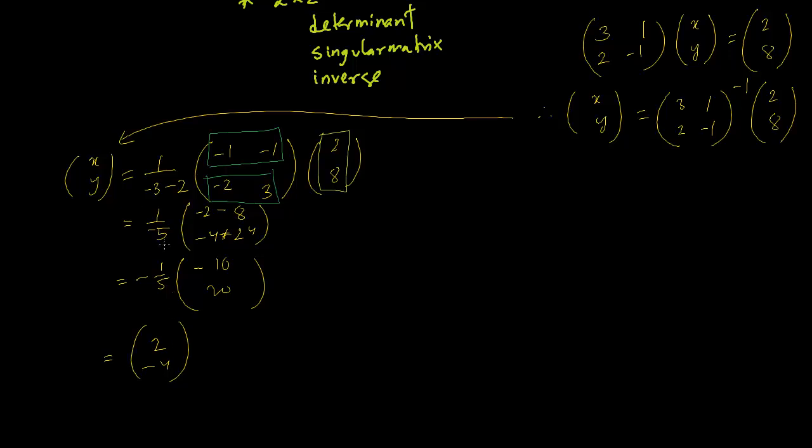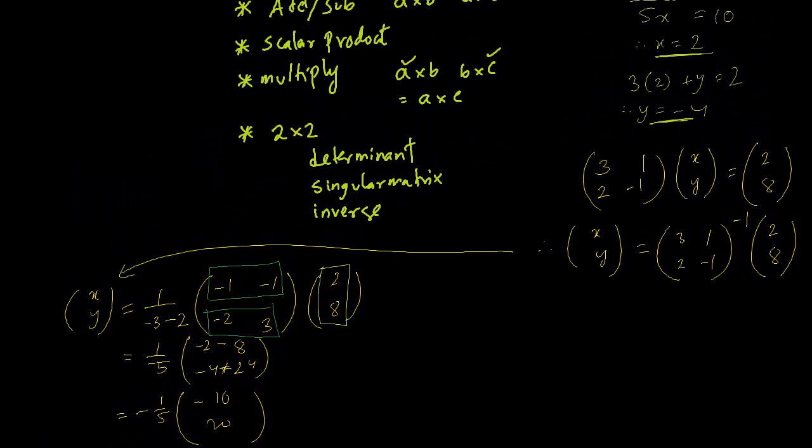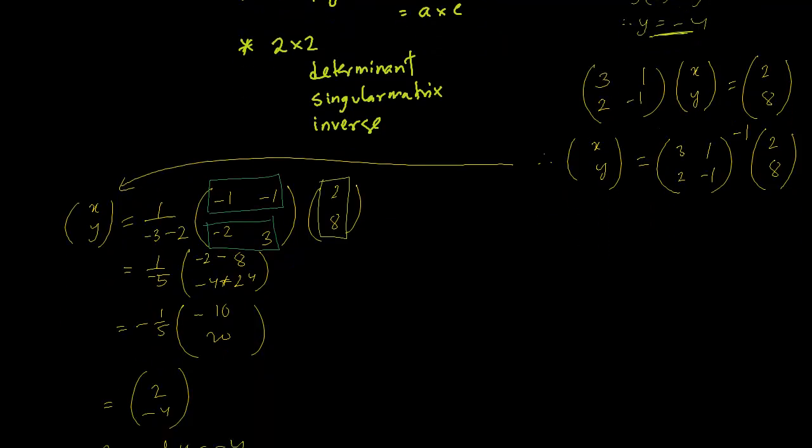So this is equal to xy. So therefore x equals 2 and y equals minus 4. So let's check the elimination method that we got. We got 2 and minus 4, so exactly what we got over here.